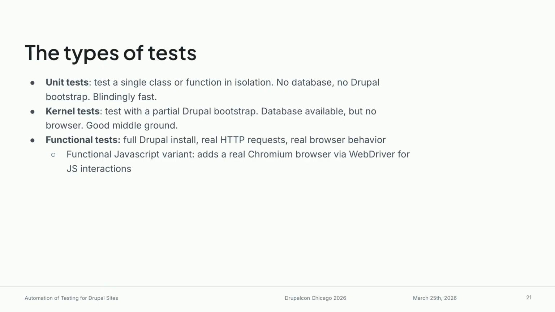And finally, functional tests. These ones go all the way. So we have a full installation, we have real HTTP requests, and we have real page responses, right? Inside of this one, we have the functional JavaScript category. For these ones, we add a browser. So we have a Chromium browser for anything that needs JavaScript to run in there. It is important to know that each of these stages trades speed for realism. So the trick is knowing where in the spectrum our problem lives, right?